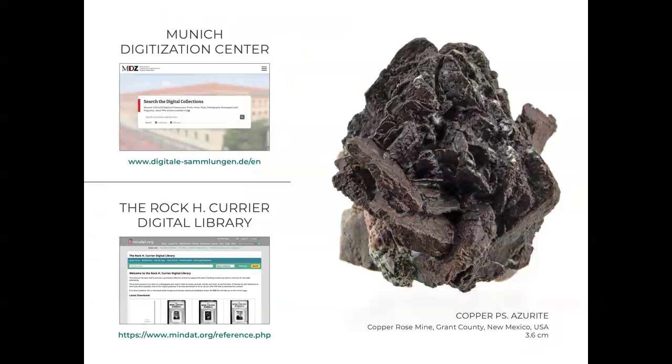Now, in terms of accessing some of these older texts, the Munich Digitization Center has scanned copies of nearly every text that I went looking for. If you need old German texts for any reason, I really recommend taking a look at this. The Rock H. Currier Digital Library on Mindat also has a number of texts now, and that's continuing to grow, so keep that in mind. There were a few texts also from the Internet Archive and from Google Books.